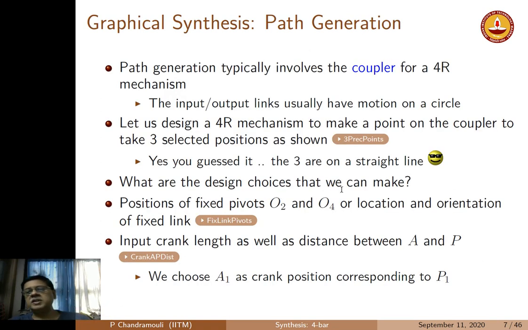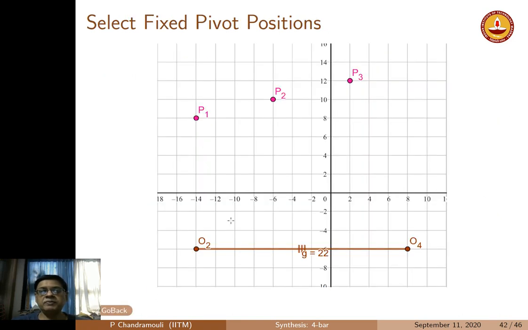So what are the design choices you can make? Again, like the crank rocker cases, you can design the position of the fixed pivots O2 and O4, which means that we then decide what the floating pivots are going to be, or the location and orientation of the fixed link. So you can look at designing the fixed link pivots, in which case I am selecting effectively O2 and O4.